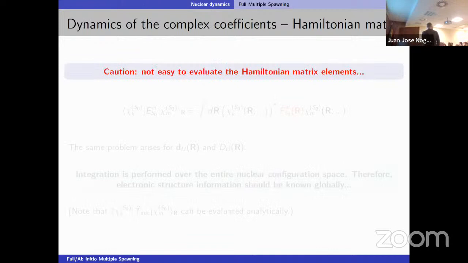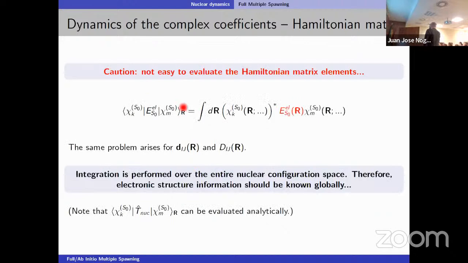I showed you this matrix element, right? It's cool because we can see it. We know the Gaussian, we know the electronic energy, but what is this matrix element? When I show you this term here, what we mean is an integral over the full nuclear configuration space. Meaning that I need to know my Gaussian function over the full nuclear configuration space, that's okay, I have the expression. The same here for the other Gaussian, but this one, the electronic energy, depends also on the nuclear coordinates. In other words, if I wanted to calculate this integral as it is, I would need to know the electronic energy over the full configuration space.